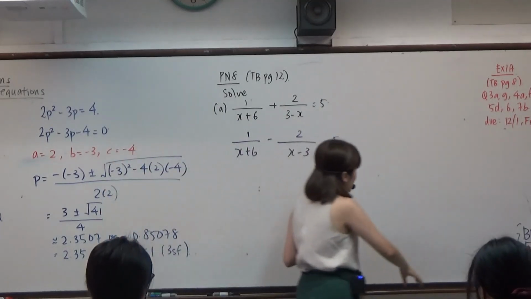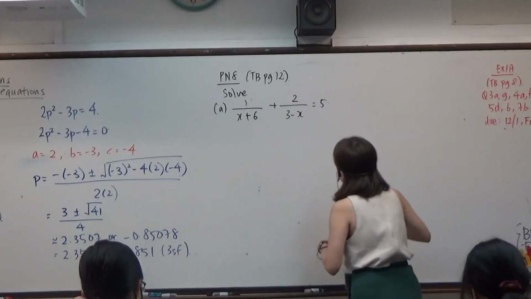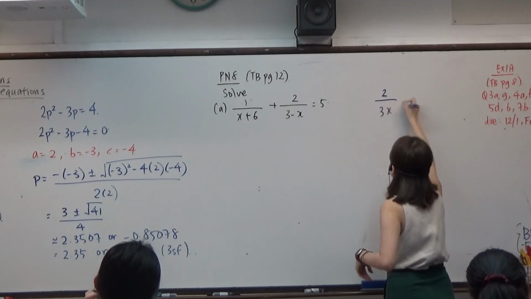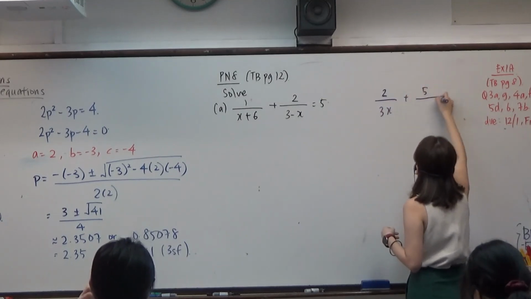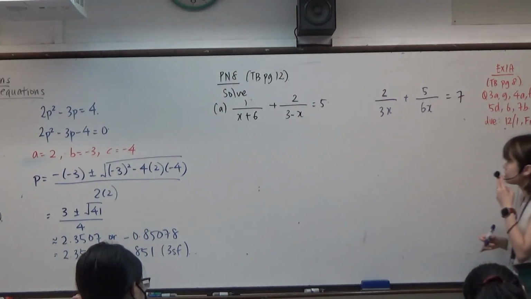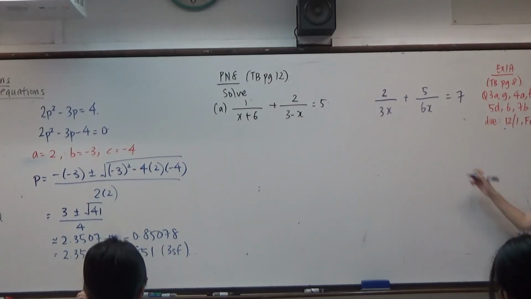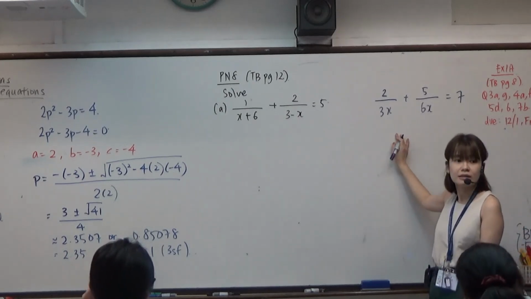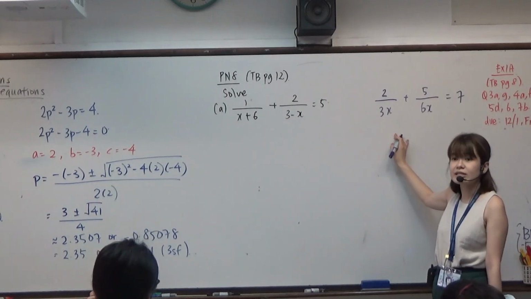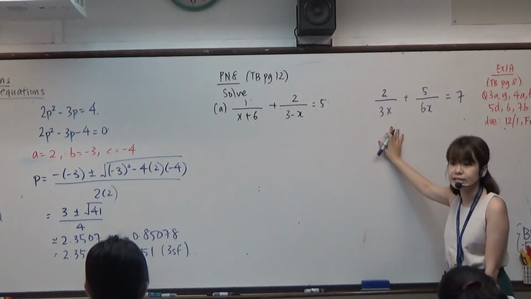Okay, so I want us to think about what we have done previously when we were in lower sec. We have definitely encountered something like maybe 2 over 3x plus 5 over 6x equals maybe 7. I don't know whether it's solvable or not. How will you make the same denominator? What will the denominator be? 6x, right? Why 6x? It's because for 3x and 6x, the lowest common multiple is 6x.